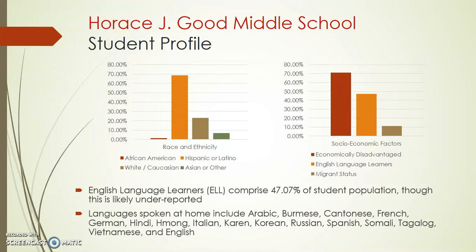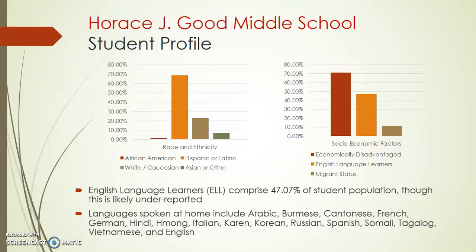The languages spoken in our community are vast. They include but are not limited to Arabic, Burmese, Cantonese, French, German, Hindi, Hmong, Italian, Karen, Korean, Russian, Spanish, Somali, Tagalog, Vietnamese, and of course English. All in all, there are 26 languages spoken in our district.